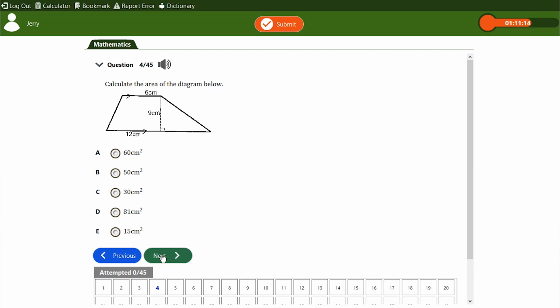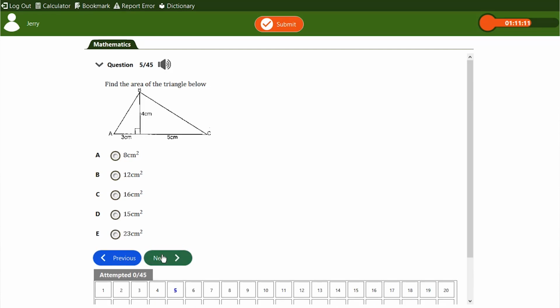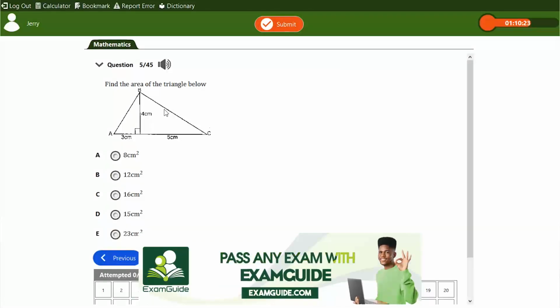So let's see if we have anything on rectangle. Find the area of the triangle. Have we done area of a triangle? No, we have not. So let's see if we can do the area of this triangle. They've given us a triangle. So we've done circle, we've done parallelogram, we've done triangle, and they are all areas. We've done circumference for circle. So, find the area of the triangle below.